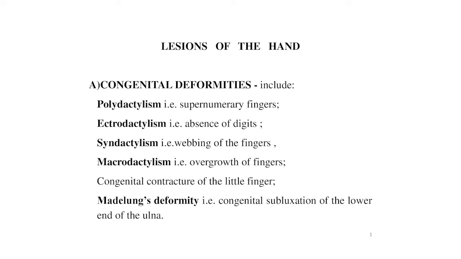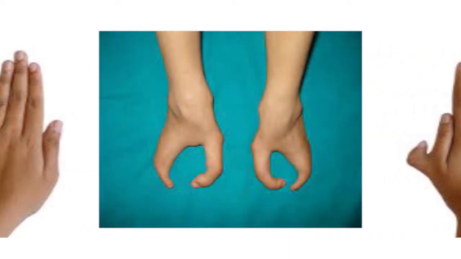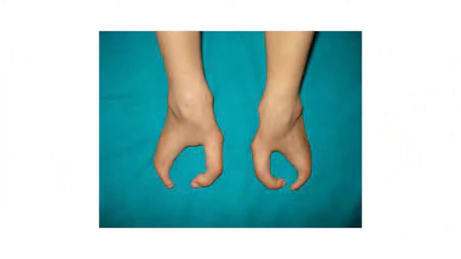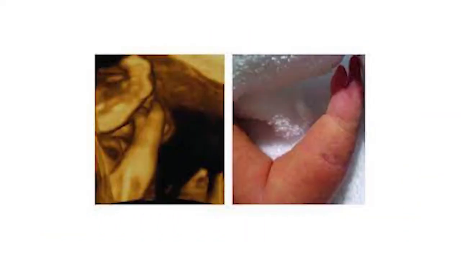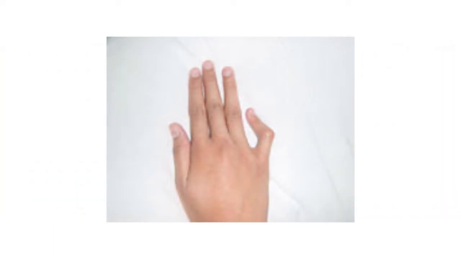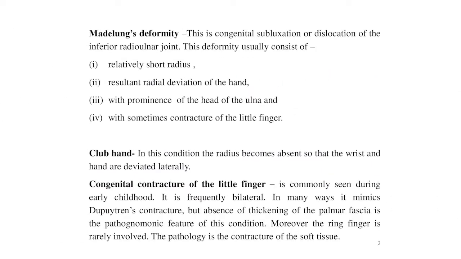Dear students, here is the image of polydactylism. This is ectrodactylism, and this is the image of syndactylism. This is the image of macrodactylism, and this is the image of the congenital contracture of the little finger, and this is the image showing the typical Madelung's deformity. Dear students, we start with Madelung's deformity.